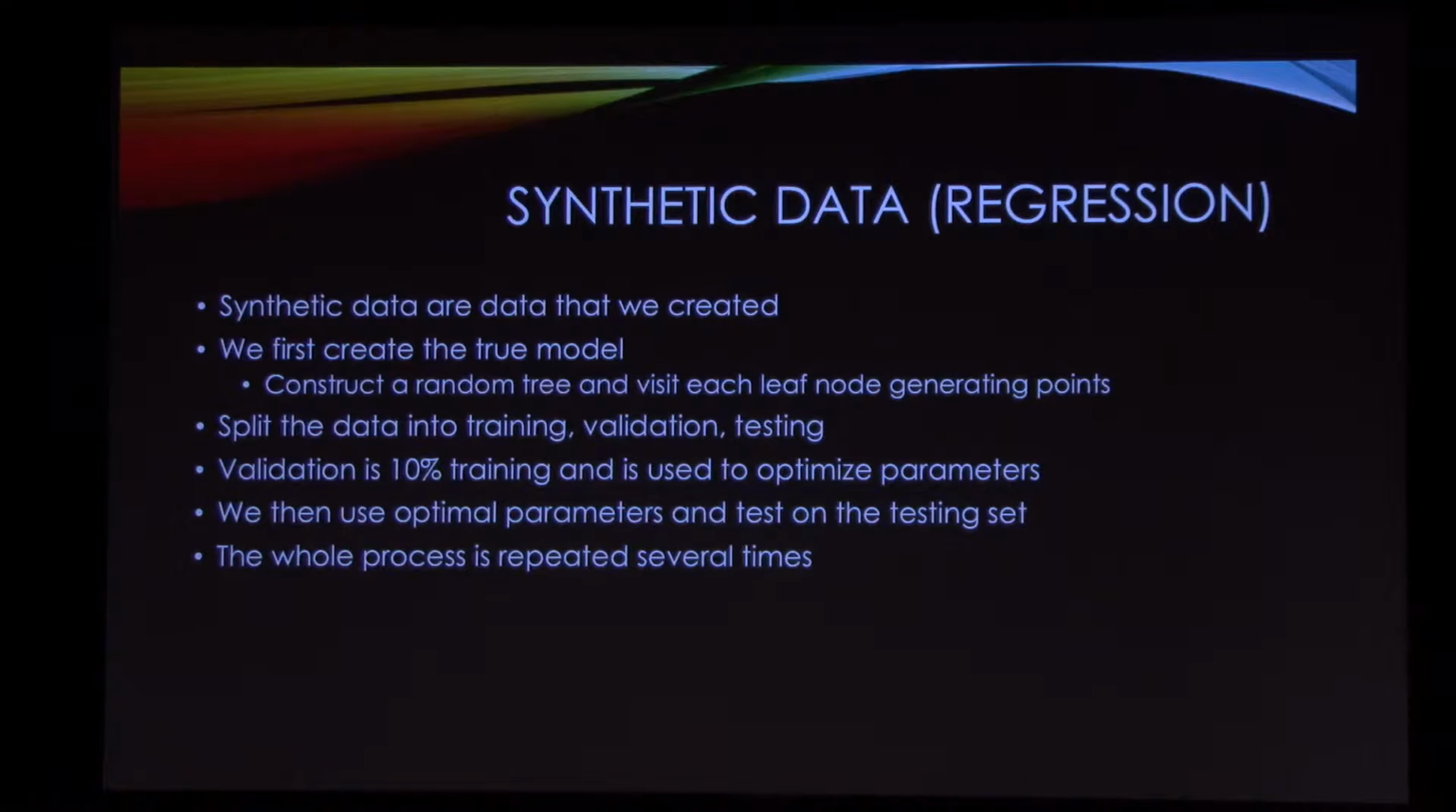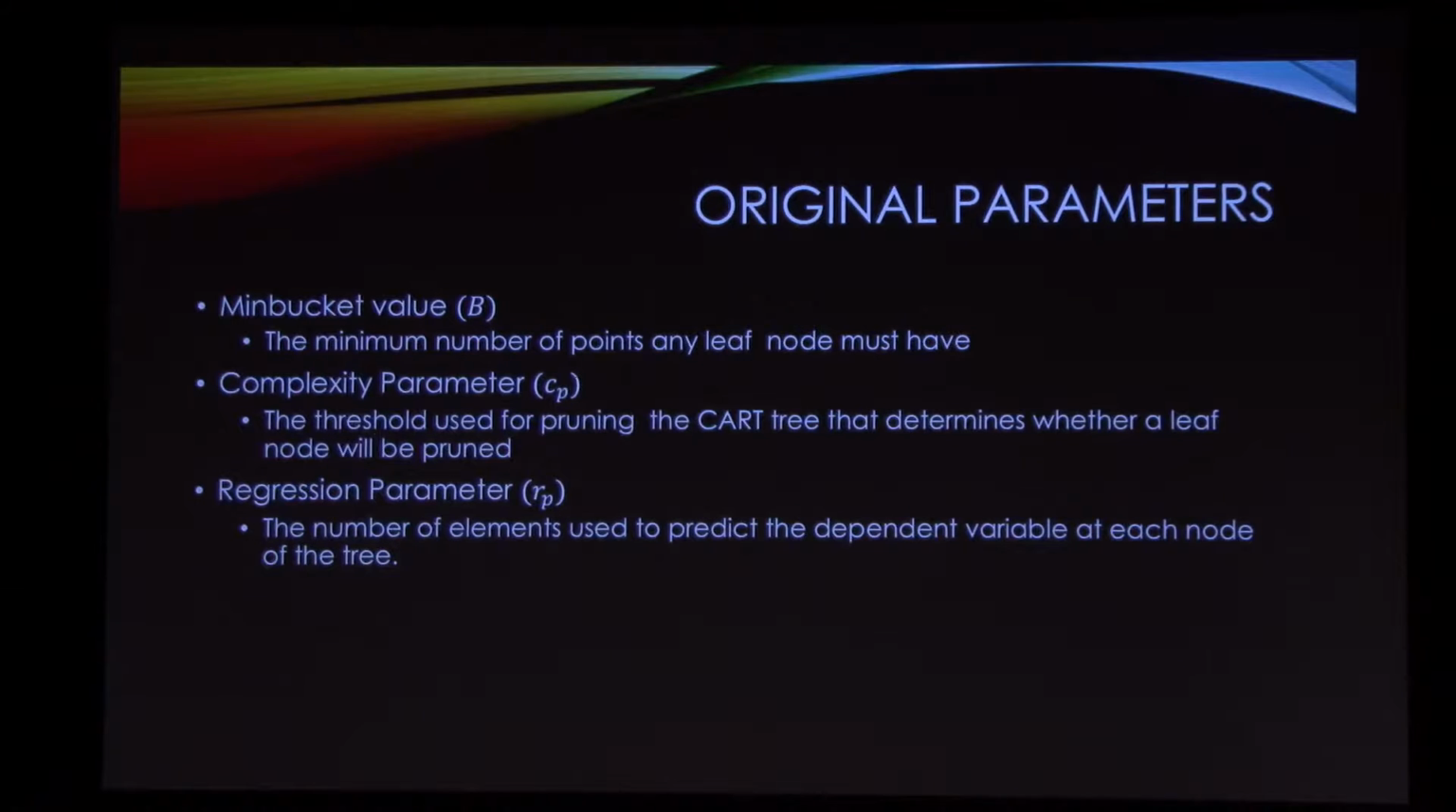The training set is what our code uses to learn the algorithm and to create the algorithm. Then the validation set, which is 10% of the training set roughly, is what would be used to fine-tune all the parameters of that algorithm. And then the testing set is what we'd use to get our results. And we repeat this process several times, which allows us to better look at how we do.